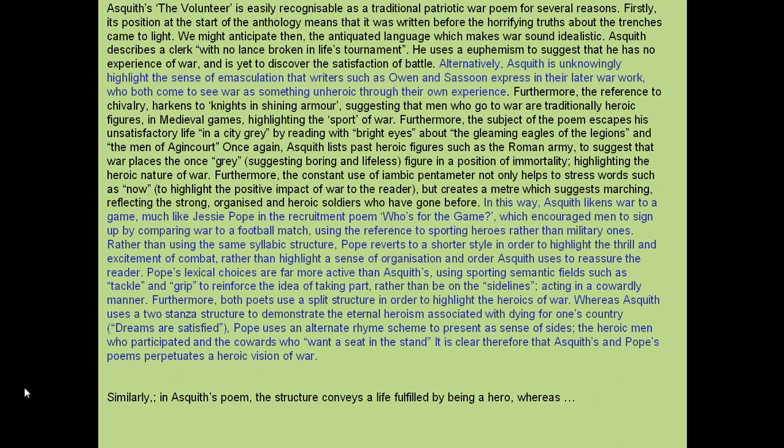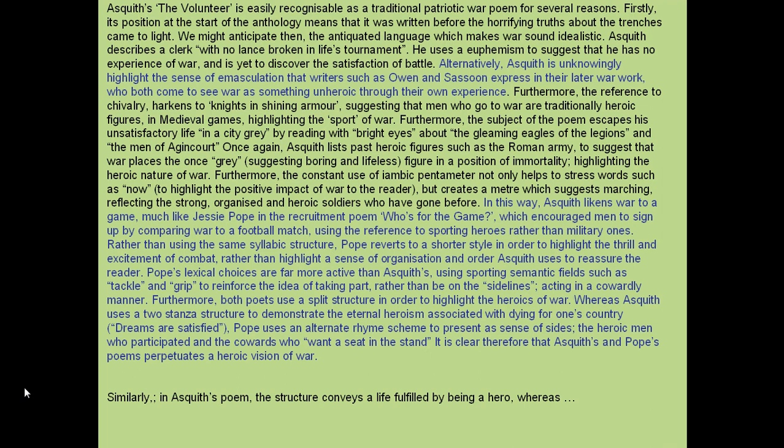Furthermore, the constant use of iambic pentameter not only helps to stress words such as "now", to highlight the positive impact of war on the reader and act as a form of recruitment, but creates a metre which suggests marching, reflecting a strong, organised and heroic soldier who has gone before. In this way, Asquith likens war to a game, much like Jessie Pope's recruitment poem Who's for the Game, which encouraged men to sign up by comparing war to a football match, using the reference to sporting heroes rather than military ones. So you can see I am making a comparison like we saw in section A, but what we're doing here is making sure that I'm creating a nice solid argument rather than getting marks for comparison now.